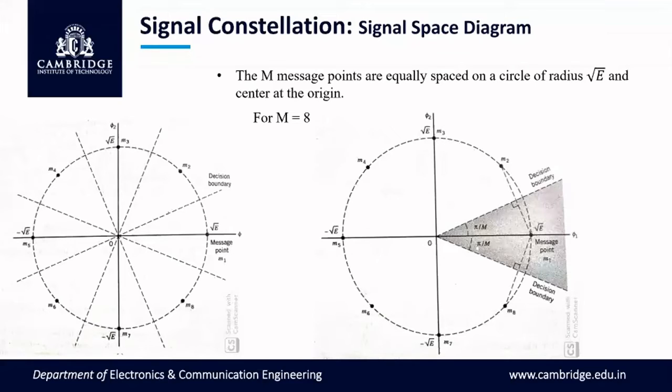How many message points are there? Capital M number of message points are there. So I have to identify capital M number of points on the signal space diagram.